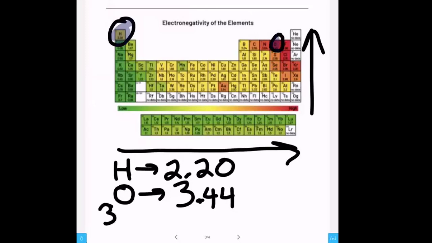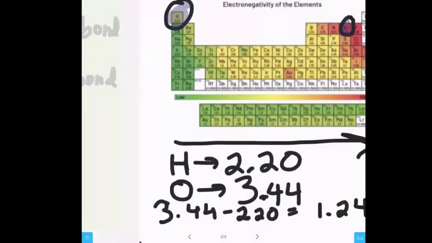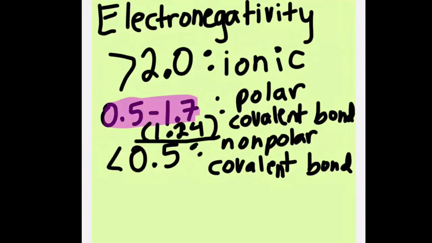So the difference in the electronegativity of the hydrogen and oxygen is 3.44 minus 2.20 equals 1.24. 1.24 is between 0.5 and 1.7. So 1.24, which we calculated over here. So 1.24 is between 0.5 and 1.7. So the bond between the hydrogen and oxygen is a polar covalent bond.